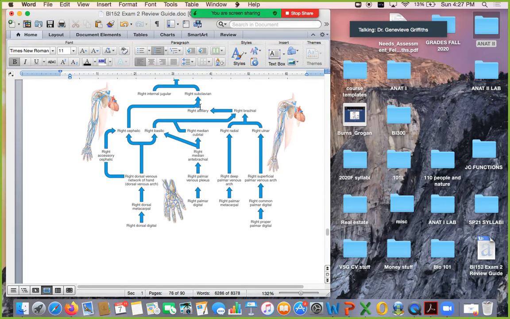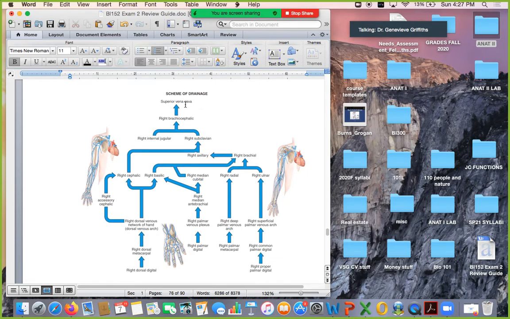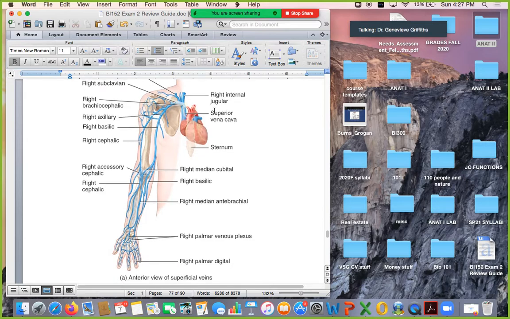And from the right axillary and the right cephalic, then we drain into the right subclavian, which then feeds into this brachiocephalic and into the superior vena cava. Okay, and that looks kind of like this.